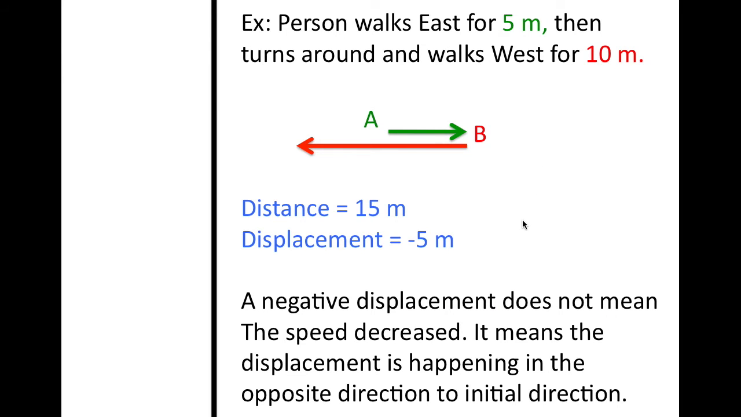Here is another example. A person walks east for 5 meters, then turns around and walks west for 10 meters. So your distance that was traveled is 15 meters, but the displacement is a negative 5 meters. And you know that the negative does not mean that the speed decreased. It means that the displacement is happening in the opposite direction to what was initially traveled. Okay, so if you were pointed east when you were walking, if you go west for 10, the negative just shows that you're going further along in the negative direction, in the opposite direction than you first started out.